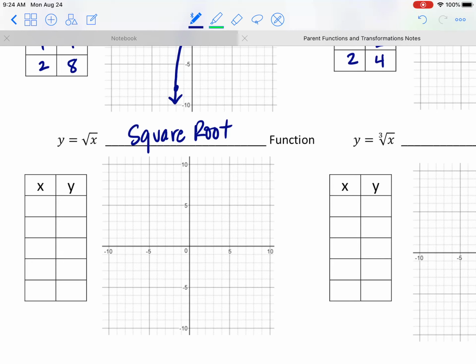Yeah, we did talk about this. What's the smallest number we can take the square root of? Well, the smallest number we can take the square root of is 0. So, instead of having a graph that goes forever in both directions, this graph is going to have a starting point because there's a smallest number we can square root.